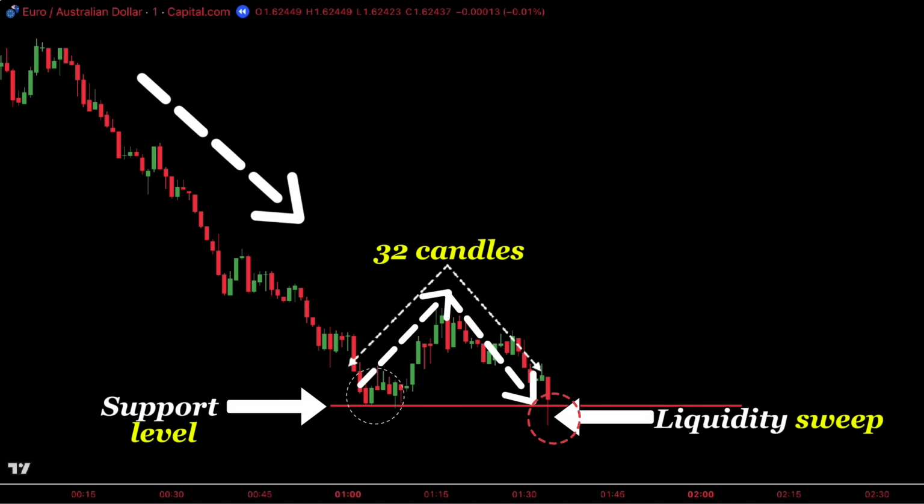One of the conditions of this strategy is to have at least 25 to 30 candles between the creation of the level and the liquidity sweep. Since this setup meets that requirement, it qualifies as a valid trading opportunity. The idea behind this rule is simple. The market spends enough time consolidating before revisiting the level, and when the move finally happens, it often becomes much more explosive. Now let's place the trade.